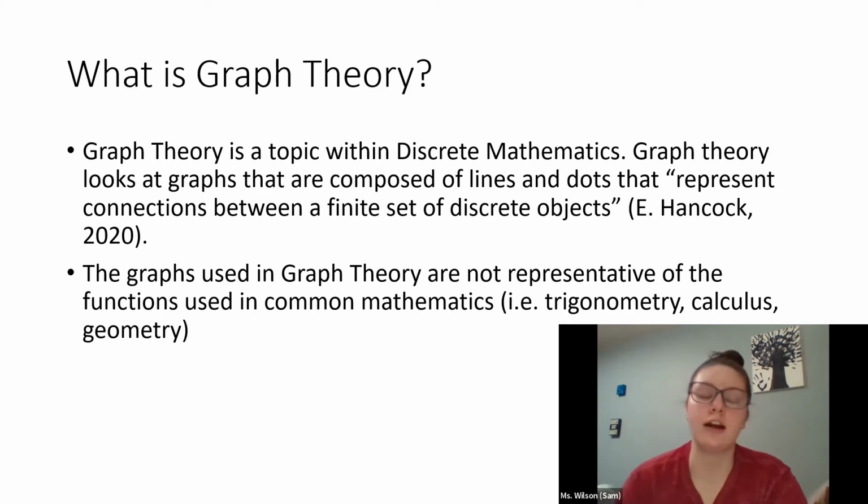And so what we're really looking at is the connection between what two objects or a finite set of discrete objects has. So these objects could be what two people have in common, what two spaces have in common, and then that commonality is the connections that we're looking at.